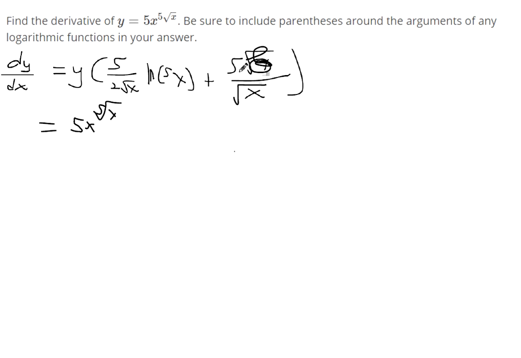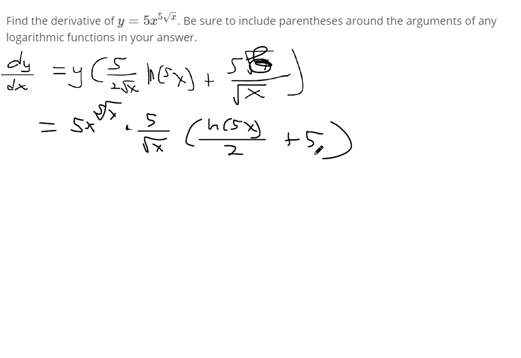Same thing. Because you can factor out a 5 over the square root of x times everything. If you do that, you've got natural log 5x over, we factored that out, so that's a 2 plus 5. So that kind of looks nicer. I don't think there's anything left to combine. I think that's it. 5x, that's terrible writing. 5x to the 5th root of x times 5 over the square root of x times this.